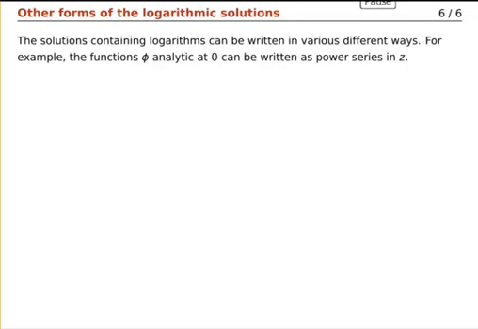And finally, I'm going to talk about other ways of writing the solutions. These solutions can be written in various different ways. For example, this function phi, we've introduced functions phi of z which are analytic at 0. They can therefore be written as a power series. Every analytic function, by definition, equals its own power series, its own Taylor series, the sum of Cn z to the n, from 0 to infinity. And you'll sometimes see solutions written out using that notation instead of the phi notation.